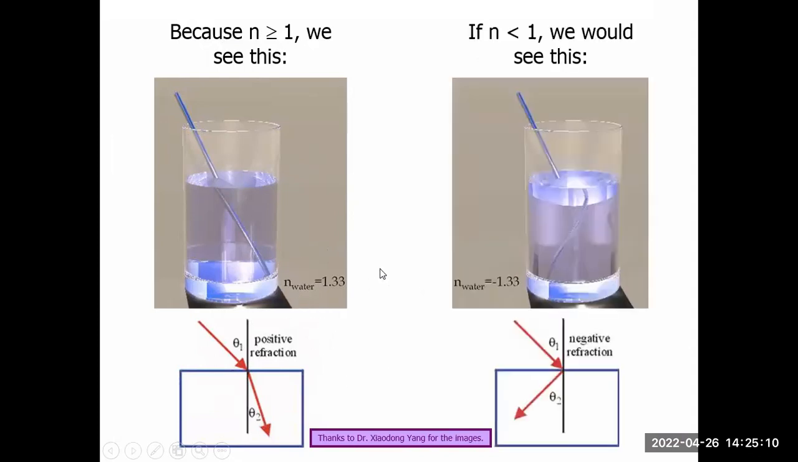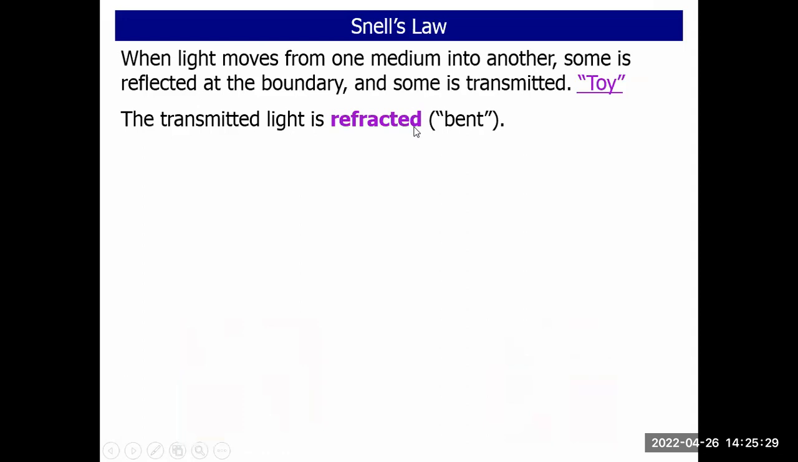Okay? So, if n is less than 1, we should see this. Medyo iba naman daw yung image dito. Dito, medyo malaki. Ito naman, medyo bumalik. So, depende yun sa material na ginagamit. Okay? So, para makomplete natin yung index of refraction natin, gagamitin natin tinatawag na Snell's law.